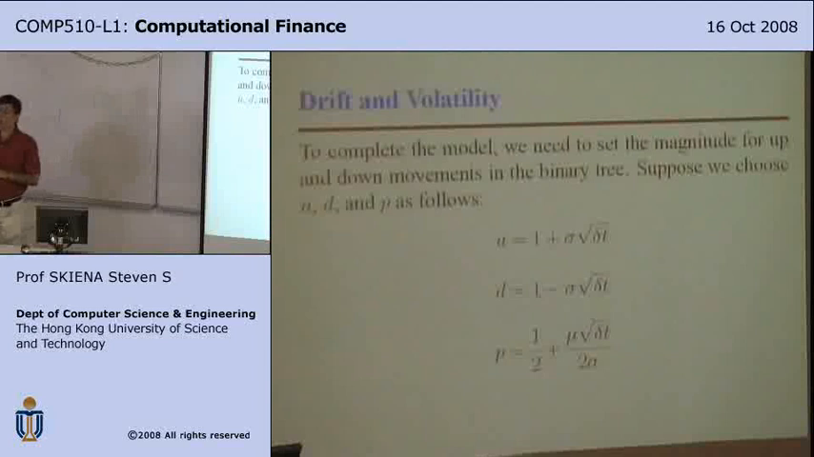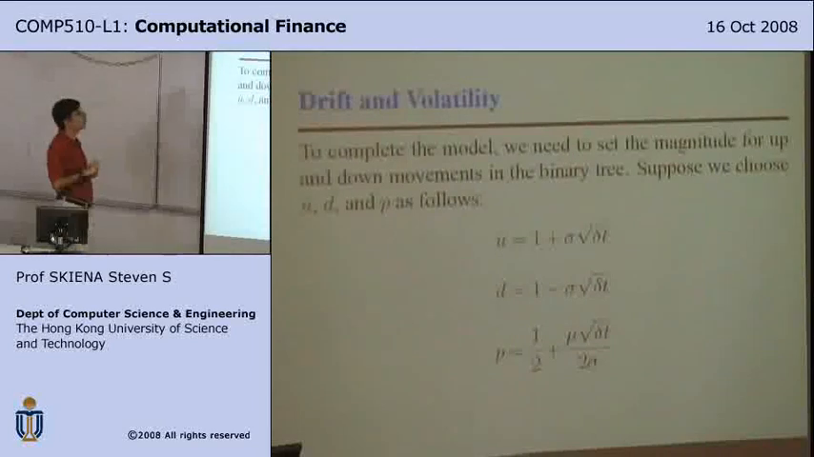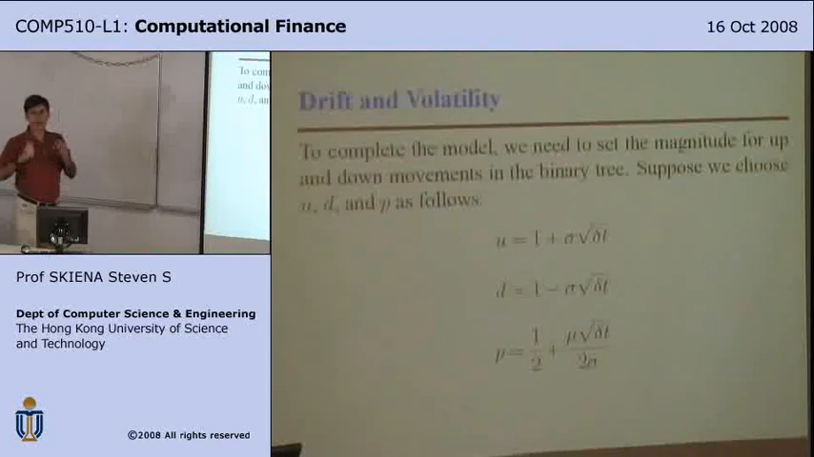So what are the upward and downward moves? Any questions at this point? Now is something that is not so abstract and is going to make some sense. What are the upward and downward movements that they assume in the Black-Scholes model?